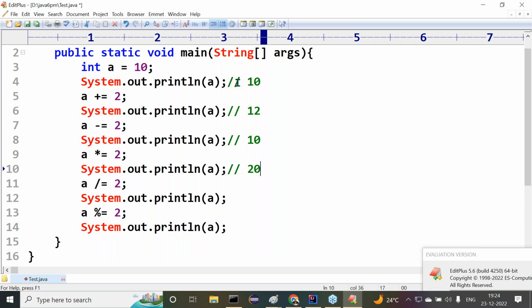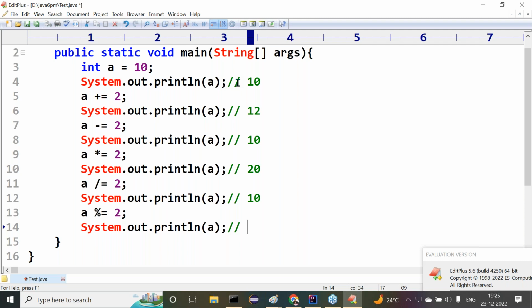20 or 10? 20. Next output is what? 10. Last output is what? 0 or 5? 0 or 5? That you have to decide. I think everybody is getting these answers. For the last answer, people are getting confused. 0 or 5? Remainder we have to get.